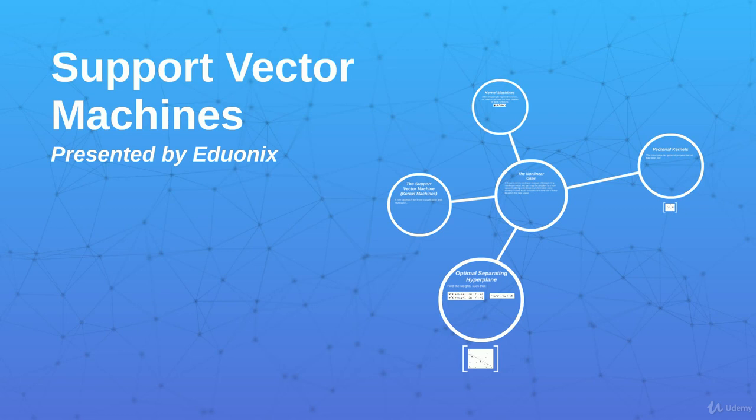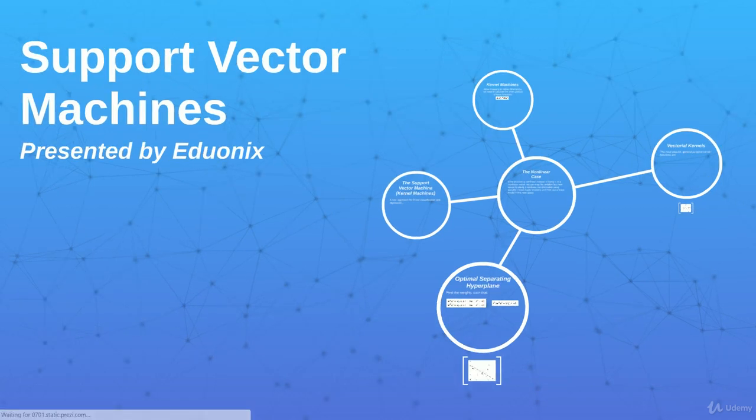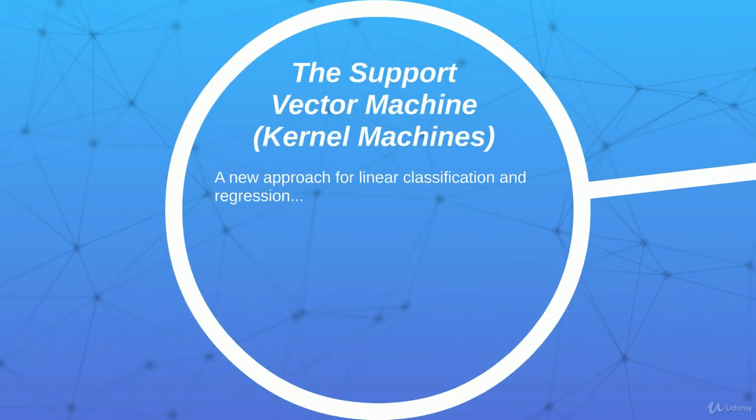So let's get started. The support vector machine is a new approach for linear classification and regression. It can do both classification and regression, and it's an extension of the linear methods that we've already learned. Before we get started, I'm going to cover some of the reasons why it gets used a lot, and also why these are referred to as kernel machines.